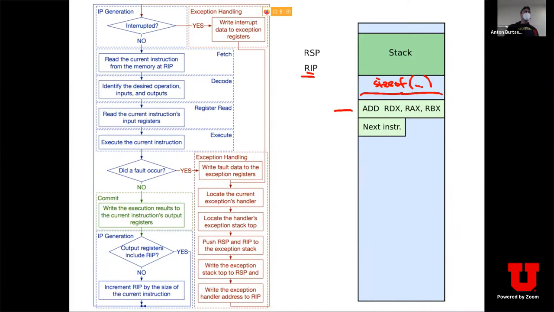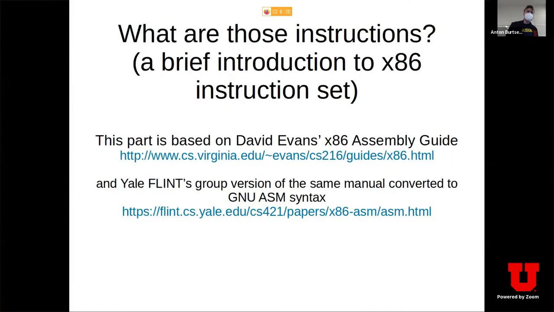Good? Okay. So the question today is, what are those instructions? Essentially, we looked at the system calls, and that's the interface between application programs and the operating system kernel. Now we're looking at the interface of a CPU itself. It's the interface between the hardware and the software, right?